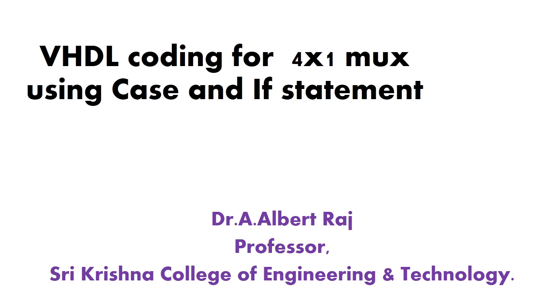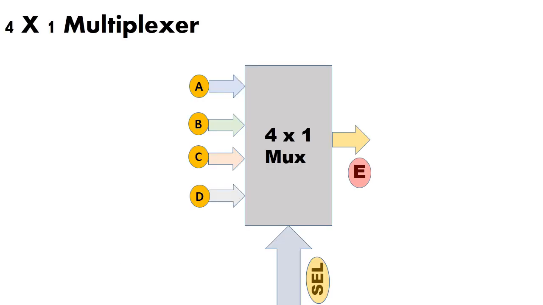In this video, I am going to explain about the VHDL coding for 4-in-1 multiplexer using case and if statement. This 4-in-1 multiplexer consists of 4 inputs, 1 selection input and 1 output.